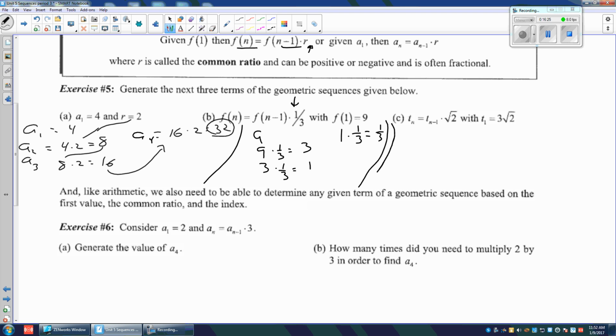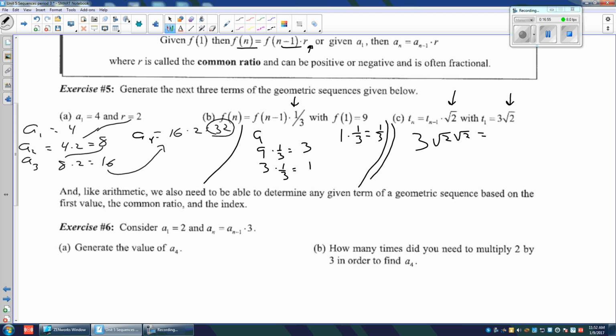This one is sweet. Our constant is an irrational number, square root of 2. Fortuitously, we're starting with 3 square root of 2 times the square root of 2. This is the second term. So let me see. The first term is 3 square root of 2. Now, square root of 2 times square root of 2 is square root of 4. Square root of 4 is 2.